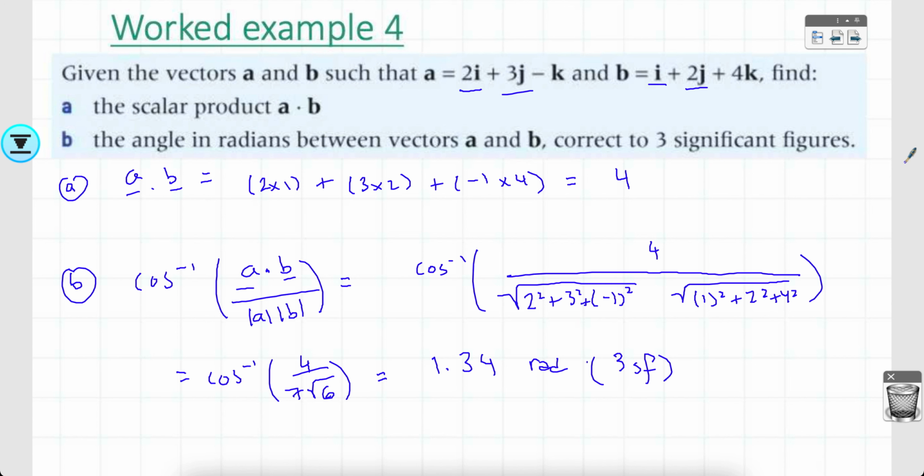So hopefully the questions are fairly straightforward and easy. Next lesson we're going to look at properties. What does it mean to take the scalar product? How can we use it to our benefit? What are some special numbers that could come up from a scalar product?